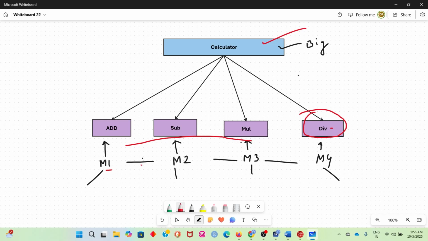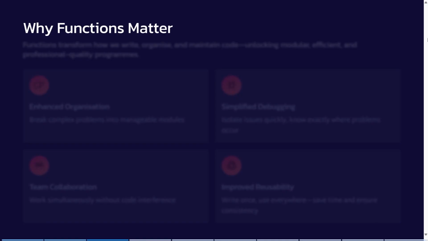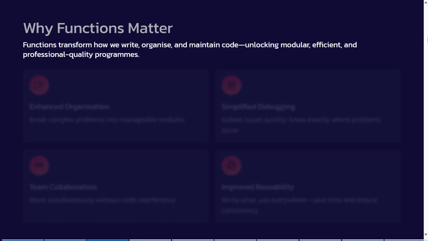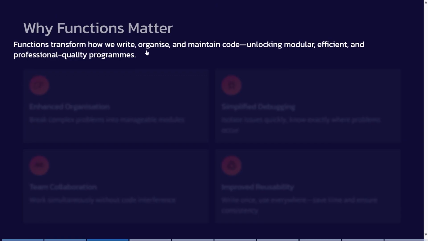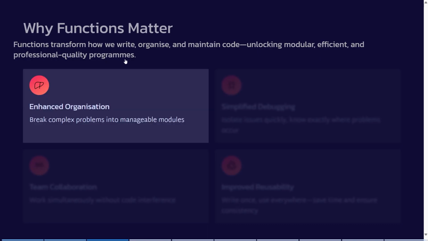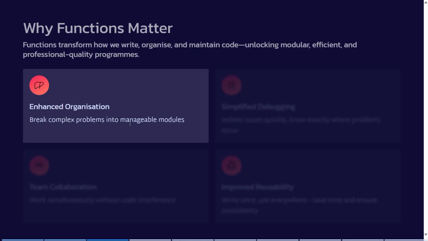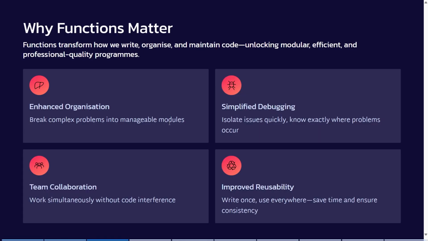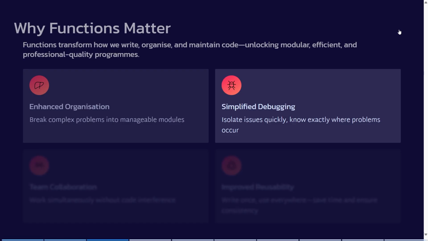And each module in itself is a piece of code. So why does a function matter? This is because the function transforms how we write, organize, and maintain code. As we have just seen, it unlocks modularity, efficiency, and professional quality programs. It helps in enhanced organization of the code. That means you break the problem into manageable modules. Secondly, it simplifies debugging because you can isolate the issue and quickly know exactly where the problem is.